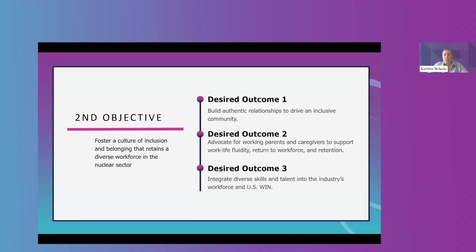Desired outcome 2 is on really advocating for working parents and caregivers to support work-life fluidity, return to workforce, and retention. And you'll notice here we chose not to use the words work-life balance because that's not a real thing. And also because it can lead to the illusion that as long as you can balance everything equally, then you're doing the right thing.